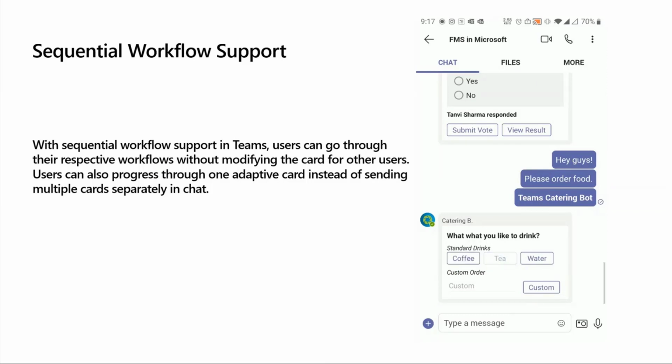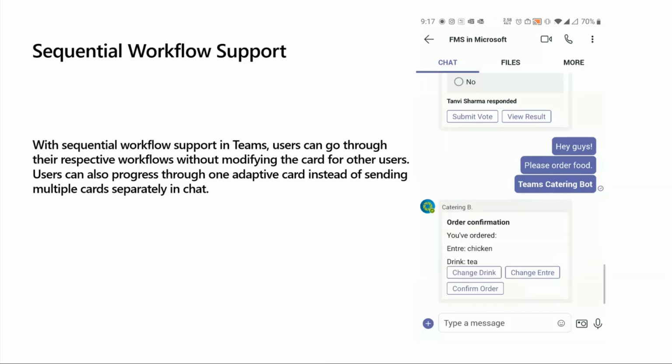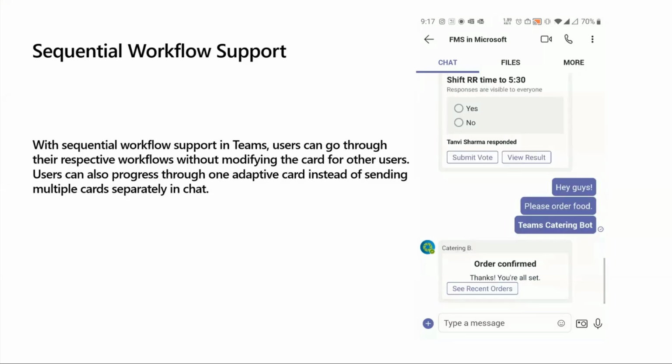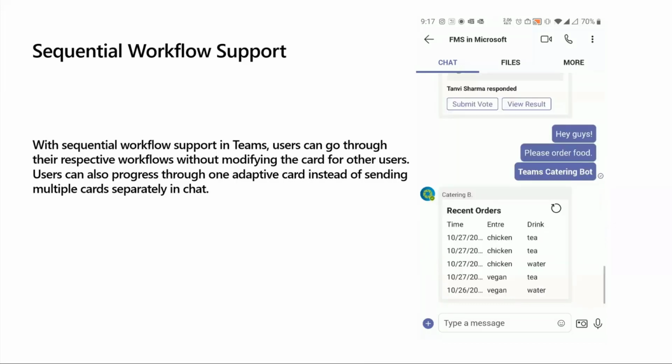So I'm picking up chicken to eat, tea to drink, and I get an order confirmation here. I decide to confirm the order, and I can just go to the recent orders. So now, essentially, I progressed through that catering bot. I ordered whatever food I wanted to, and during this entire thing, I just had it within one card. Basically, within that one card, I was able to update the entire scenario and complete it.